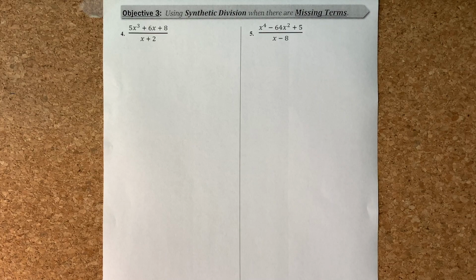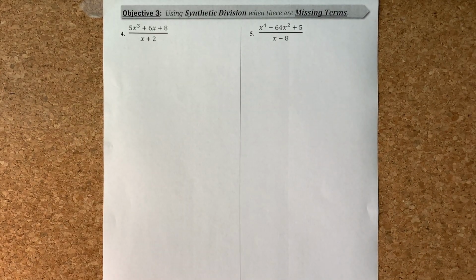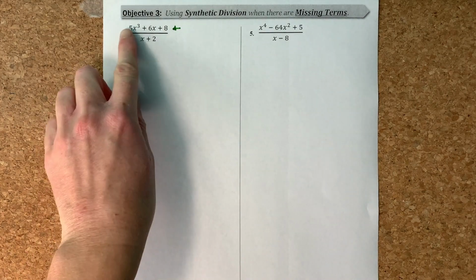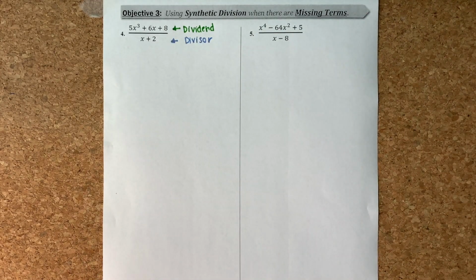These last two problems are examples of synthetic division problems that are very, very commonly solved incorrectly. Let's start with number 4. And let's start by labeling our dividend and our divisor. The numerator is the dividend, and the denominator is the divisor.